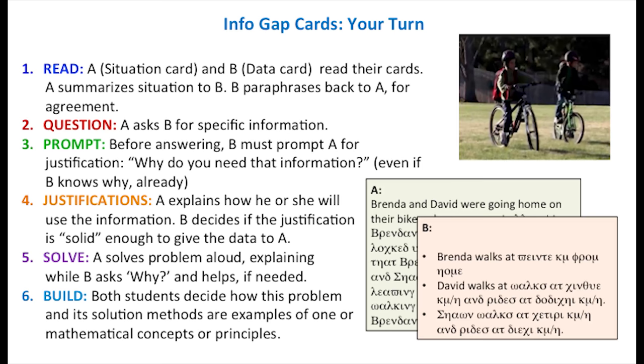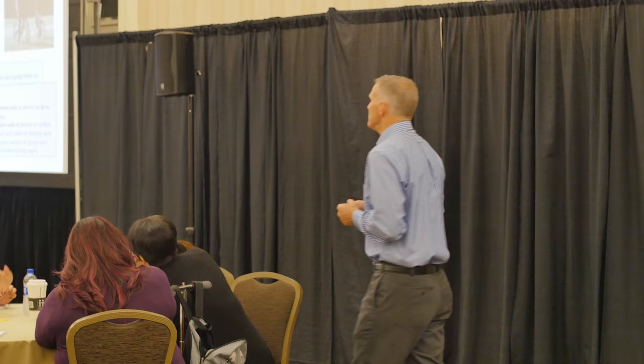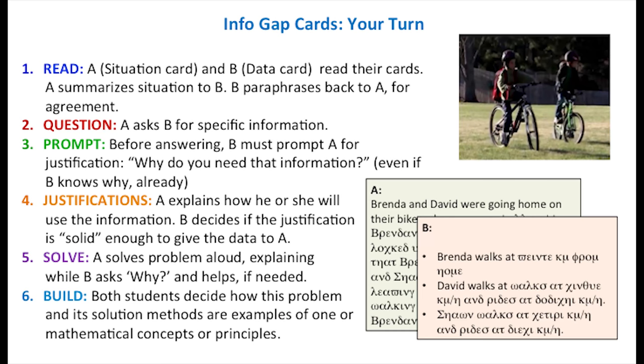So now it's your turn. The procedure is as follows. A is the white card, and you're going to read it. You're both going to read your cards, but then A summarizes or paraphrases it. You're not going to read it out loud to your partner. You have to understand it. Then B paraphrases it back, so both of you have an understanding of the problem. Then B will have a little bit of an advantage, because B has some of the numbers.